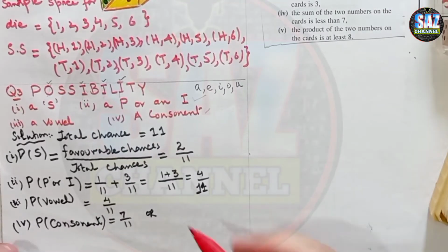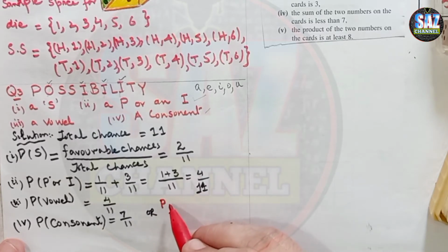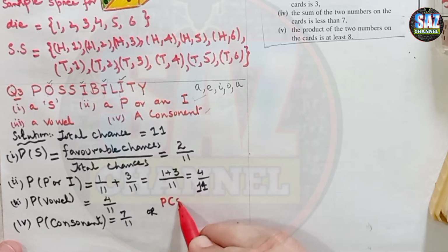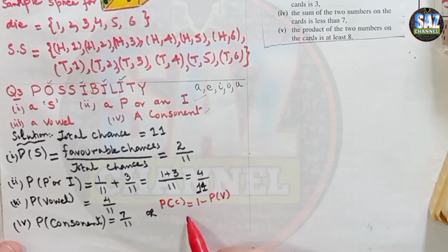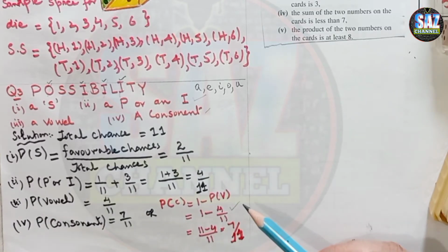Or what we can do is that probability of vowels and probability of consonants are complements of each other. So probability of consonant will be equal to 1 minus probability of vowel, and probability of vowel is 4 by 11. So take the LCM, 11 minus 4 by 11, which is equal to 7 by 11.